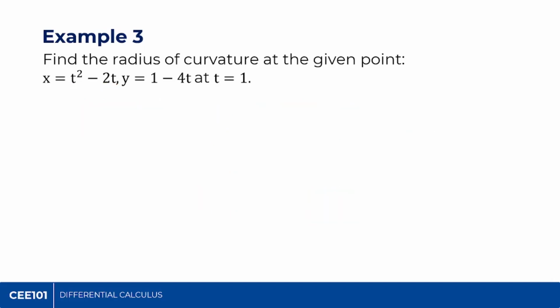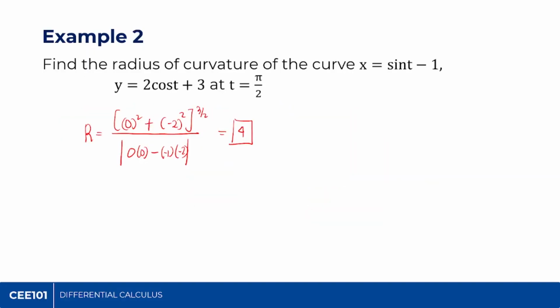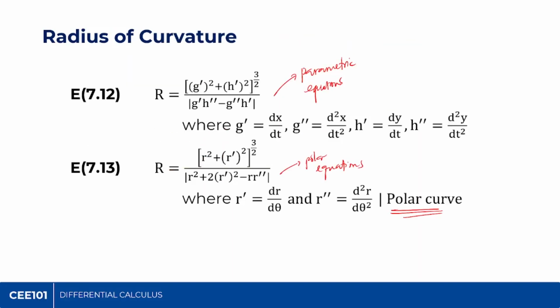Okay? So problem number 4, find the radius of curvature at the given point. So we have here y is equivalent to a over 2, and that is multiplied by the quantity of e raised to the power x over a plus e raised to negative x over a. So, ano kaya yung pwede nating magamit dito, class? What do you think? Okay, pakita ko yung mga formulas ha. So, among these formulas, okay, di yun polar curve, automatic. Di din yun parametric equations because isang equation lang yun, tama ba?